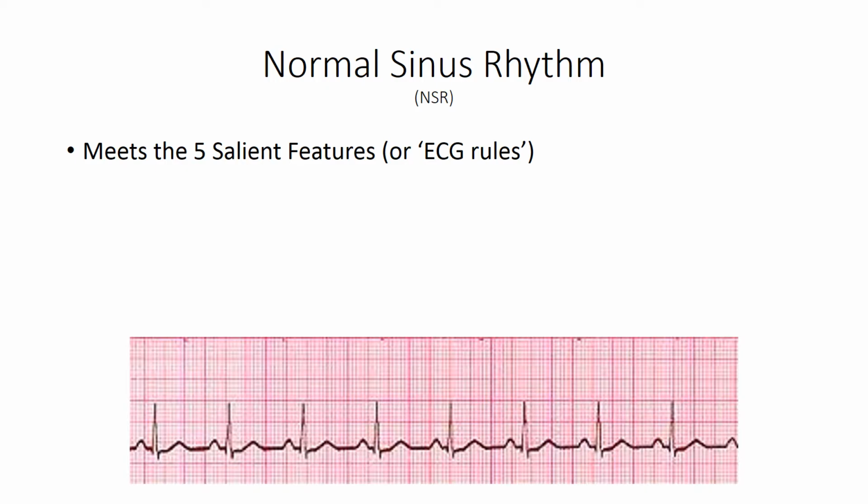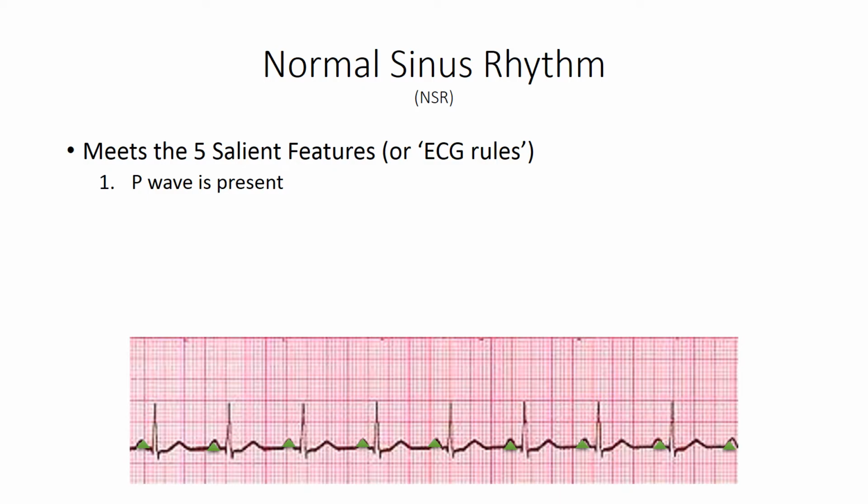A normal sinus rhythm meets 5 salient features. What are salient features? They are ECG rules. And if you look at the strip underneath, that is a normal sinus rhythm. What do we see? Well, first we see that P waves are present. I have highlighted them as green.